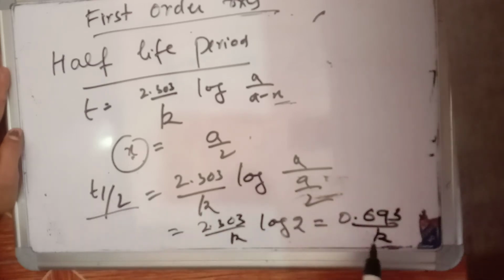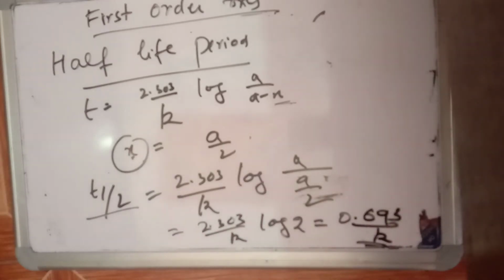So this is the half-life period of a first order reaction, and we see it is independent of concentration. For a zero order reaction it was directly proportional to concentration, and for a first order reaction it is independent of concentration.